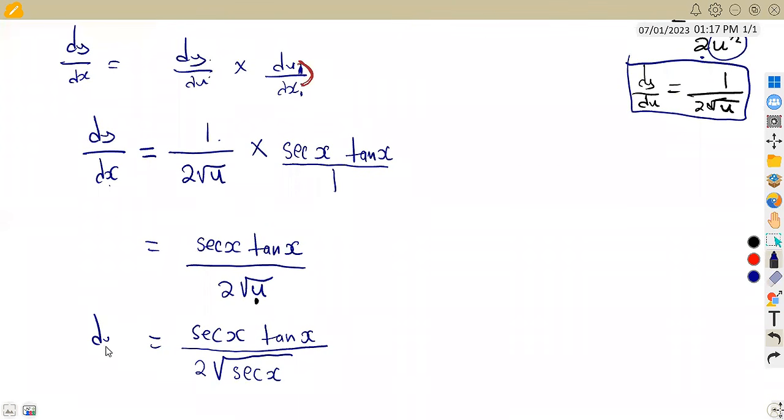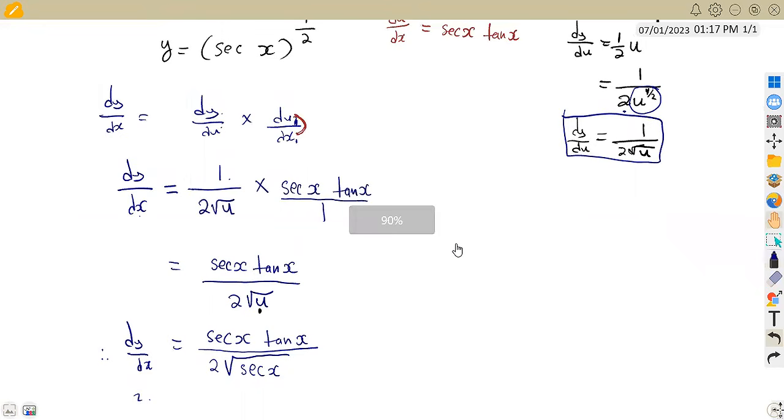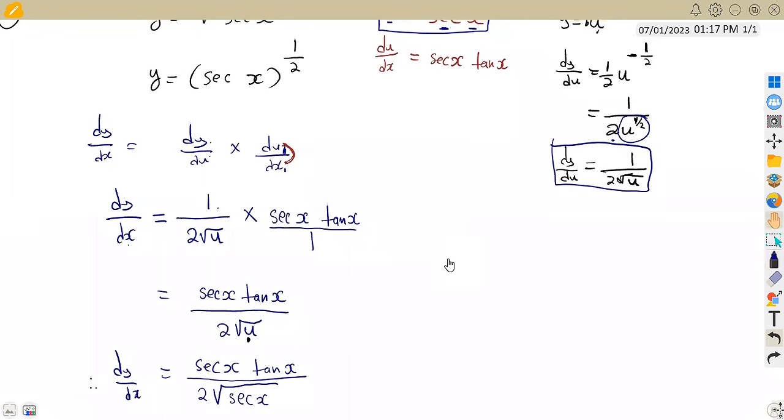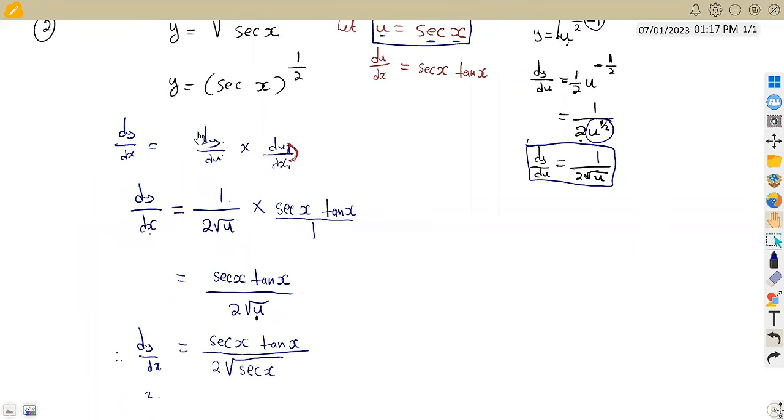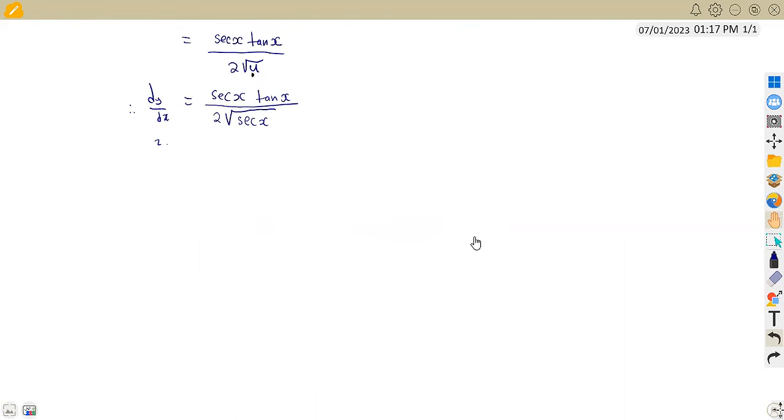All right, so therefore that is going to be our final answer in this case for the derivative of y with respect to x. So that is a function of a function, or the application of the chain rule in this case. All you need is to understand the steps that you're given, following the steps that you're given. That is the most important part.